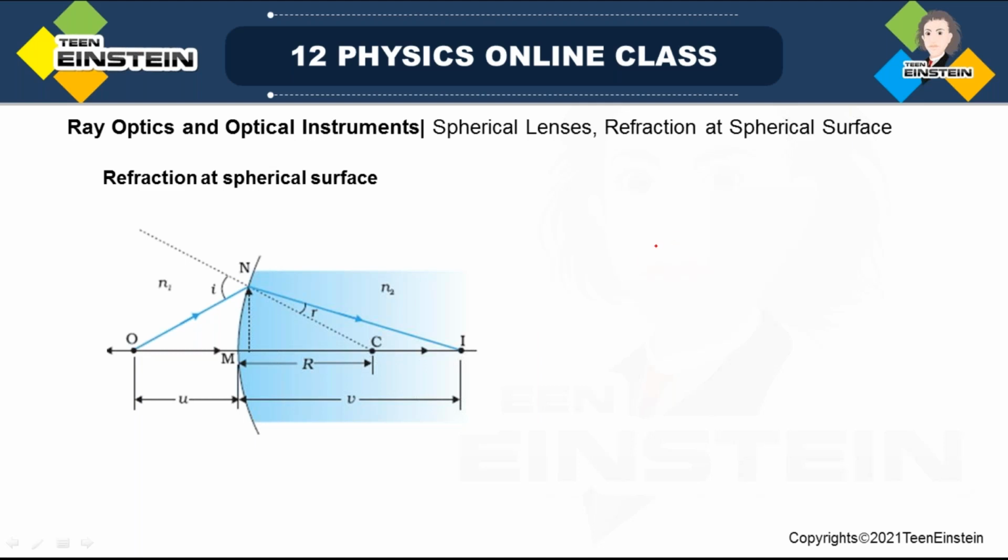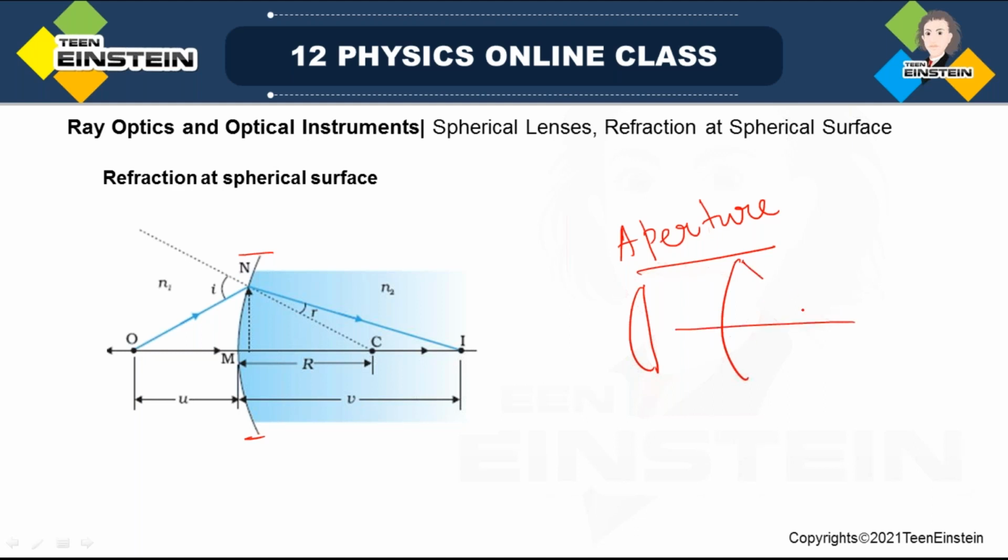And see, in the case of the mirror also, we have discussed that the aperture has to be very, very small. Aperture means what? This height is actually called the aperture, the height of the lens. So this is called the linear aperture. And if you have this surface, then this is called the angular aperture, the angle between the two ends. This is the angular aperture, and this line is the linear aperture.